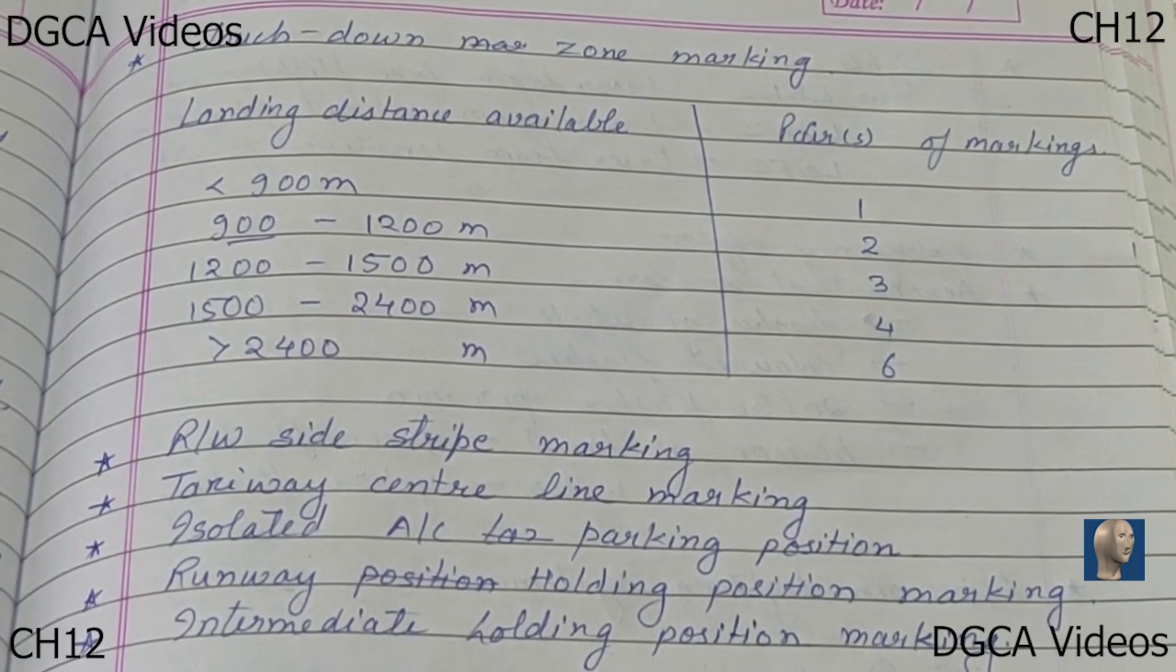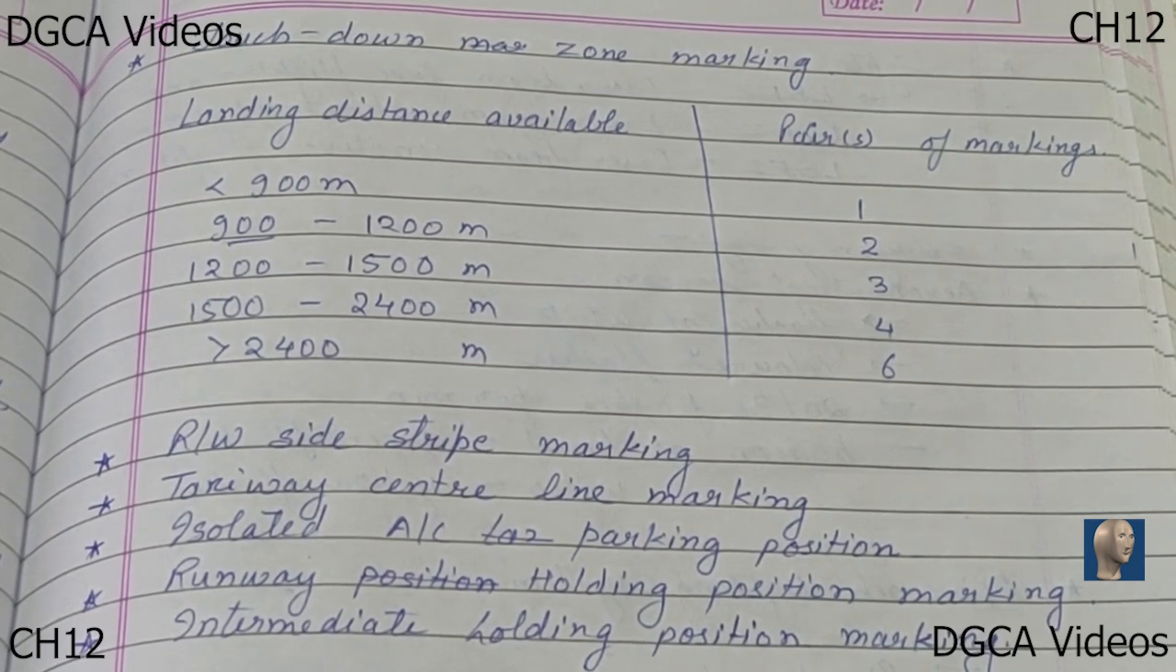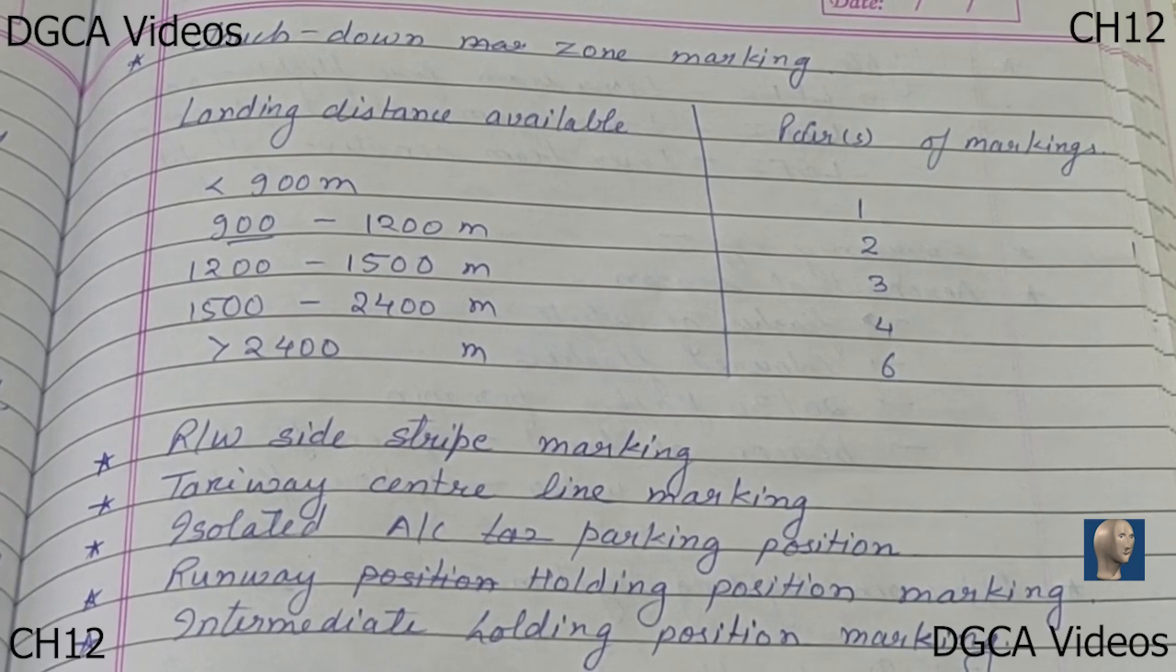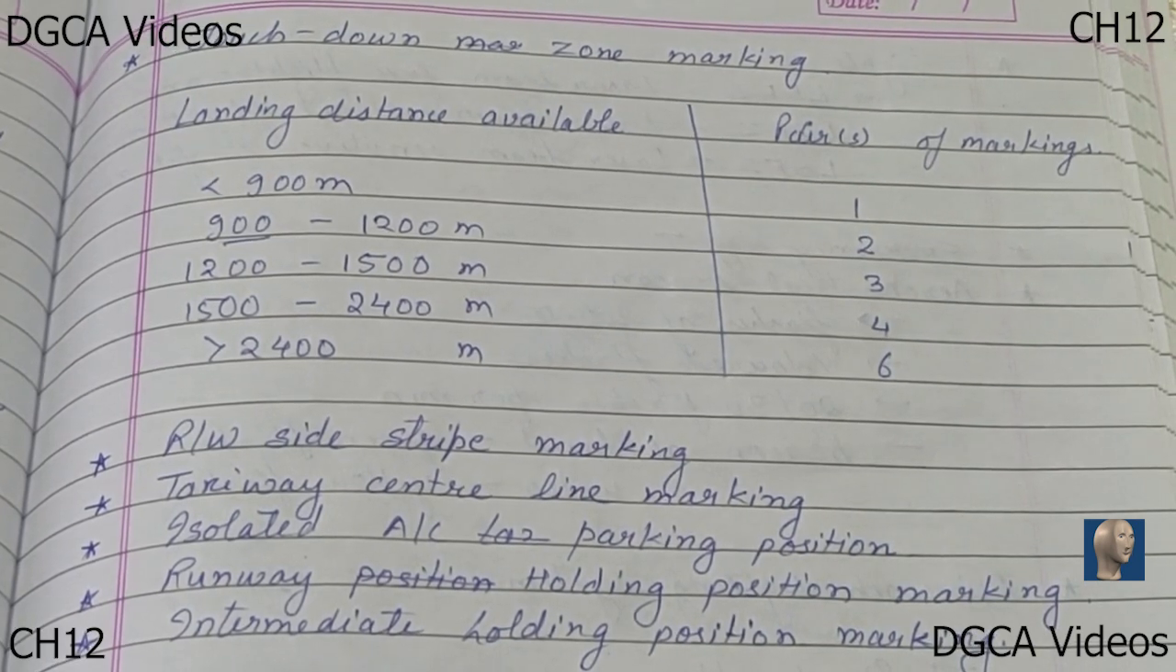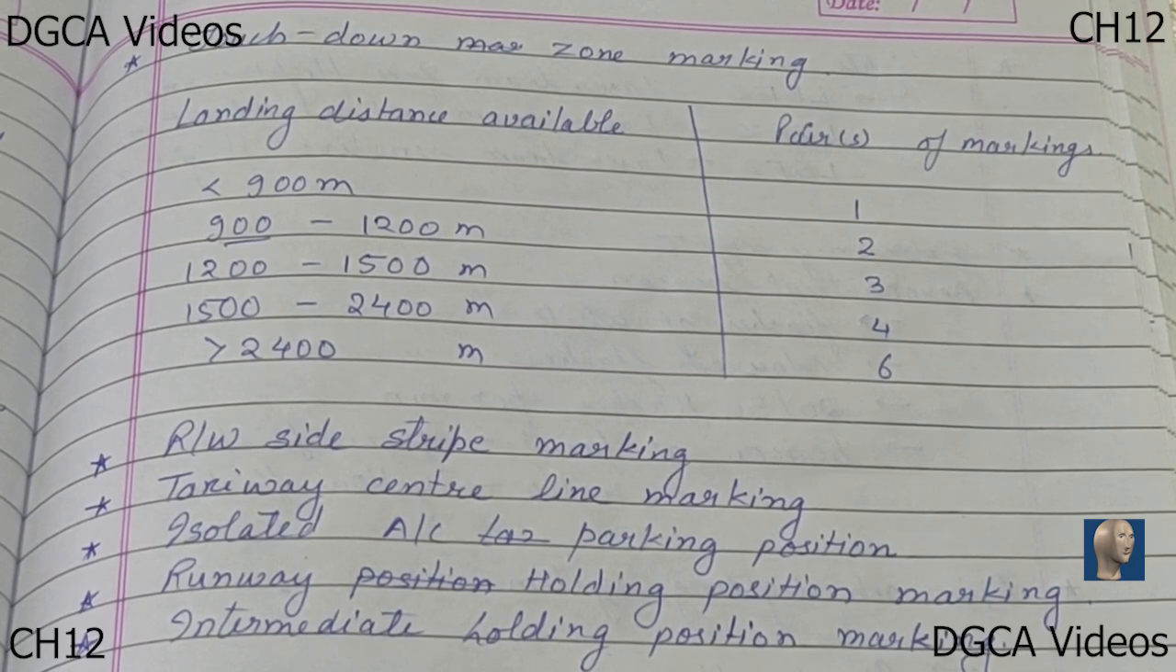Okay. Then we have the taxiway center line marking. As the name suggests, it runs through the center of the taxiway. Isolated aircraft parking position. So these are specially isolated for some special conditions. In this case, it should be located at the maximum distance practicable, and in any case, not less than 100 meters from the normal parking positions or buildings or the public area. Okay. So the runway holding position marking is between the intersection of the taxiway and the non-instrument or non-precision approach or the takeoff runway.